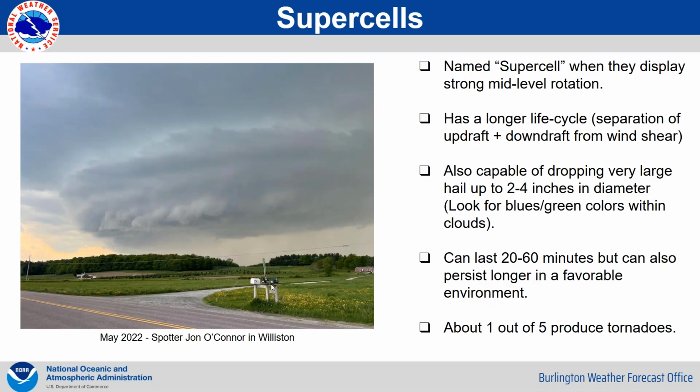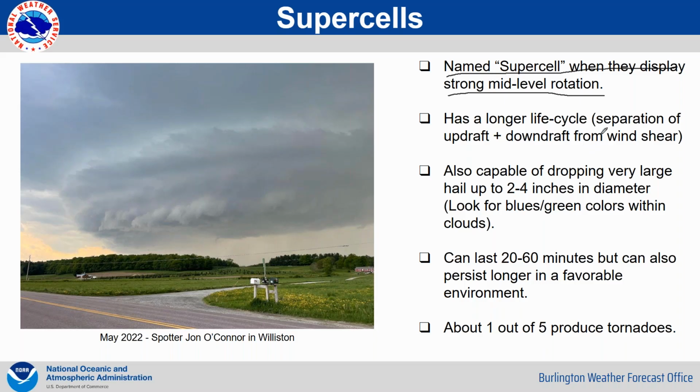Supercells are ideal for pretty much all severe weather hazards. They are responsible for most severe reports across the country. They are named the supercell for this feature. I'm going to underline this because this is a key point to what makes them supercells. It is their strong mid-level rotation.